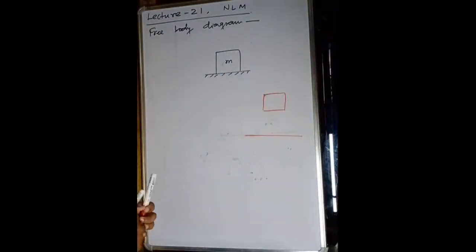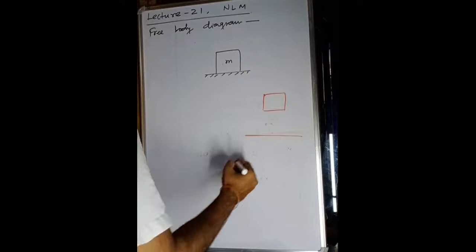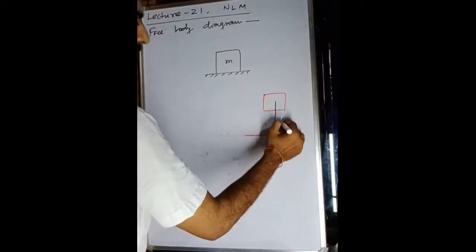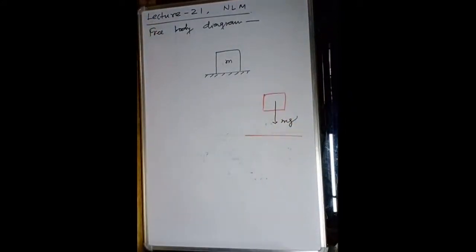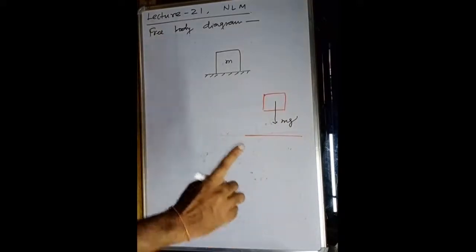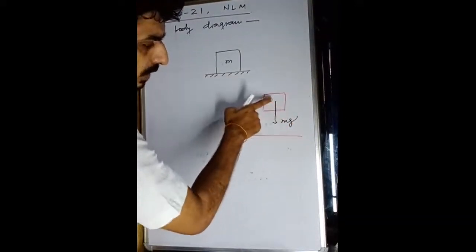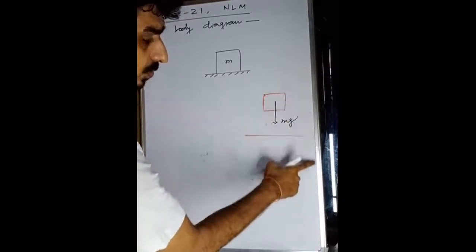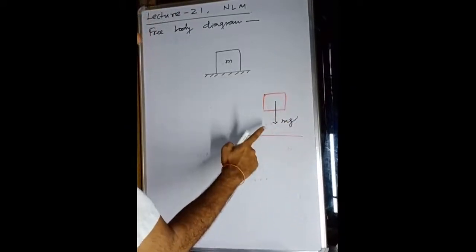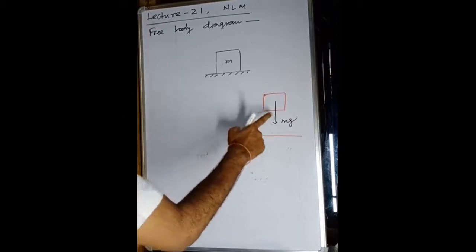But what are the forces acting? The first force is the weight of the body, mg. Remember, the first force you have to represent is the weight of the body, and this weight should be parallel to the edge of your copy. Whatever may be the orientation of the body, weight should be in this direction.